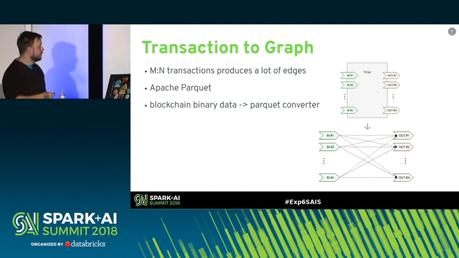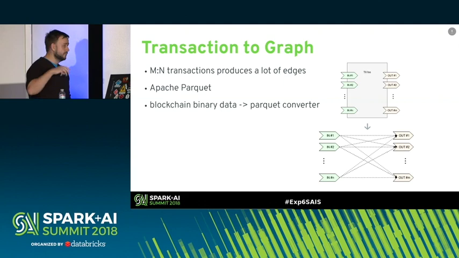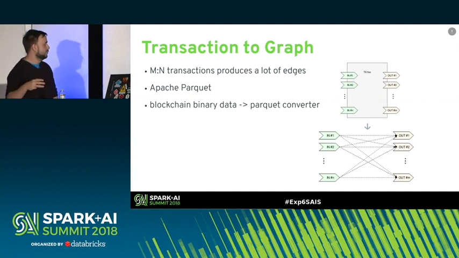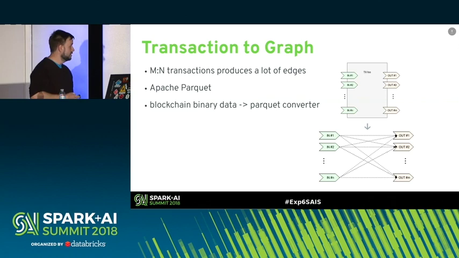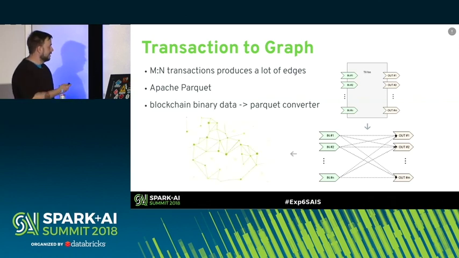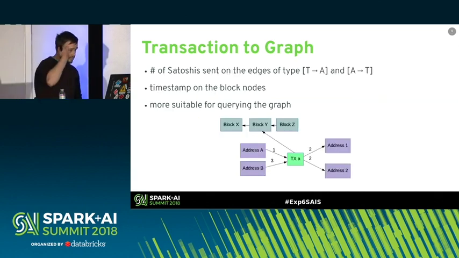So originally I used this approach. I linked all the inputs to all the outputs, so it ended up in this bipartite graph where I had a combinatorial explosion of the edges, which wasn't good. But ideally, I wanted to end up with this kind of network of who sent money to whom. Then I used a different approach.